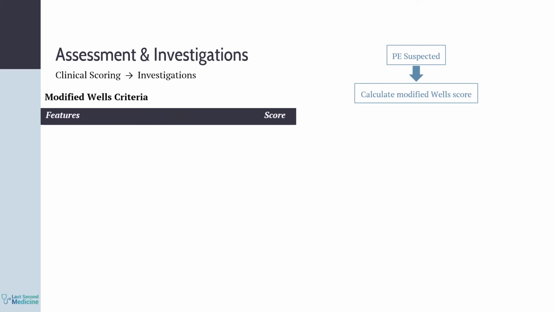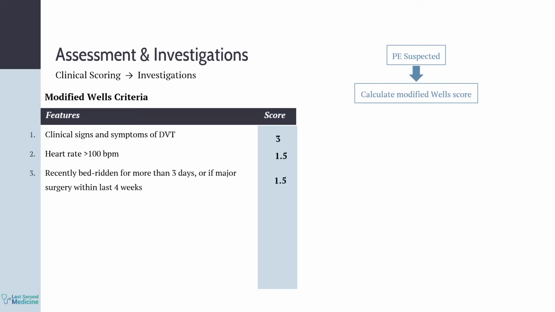Let's explore this score. See if there are clinical signs and symptoms of DVT. If yes, give 3 points. If the heart rate is greater than 100 beats per minute, give 1.5 points. If the patient is recently bedridden for more than 3 days, or if he or she underwent major surgery within the last 4 weeks, score at 1.5. If there is a previous DVT or PE history, score at 1.5.